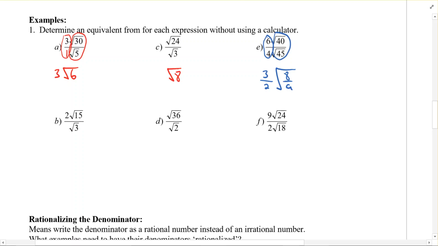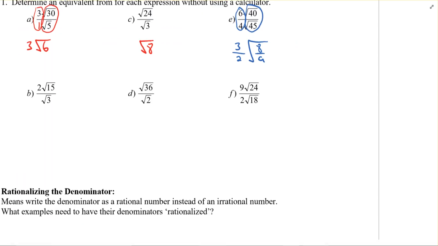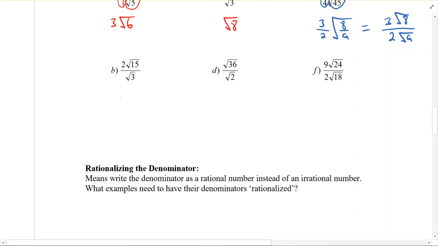Just while we're at this point, I want to make sure you understand how this kind of thing works too. You could also write this like 3 times root 8 over 2 times root 9. They're the same thing. Sometimes students get confused about that. They think these are saying different things, but they're not. Both of those are equivalent. Okay, looking at this one, oh, I didn't do them in order. 15 divided by 3 is 5, so root 5.